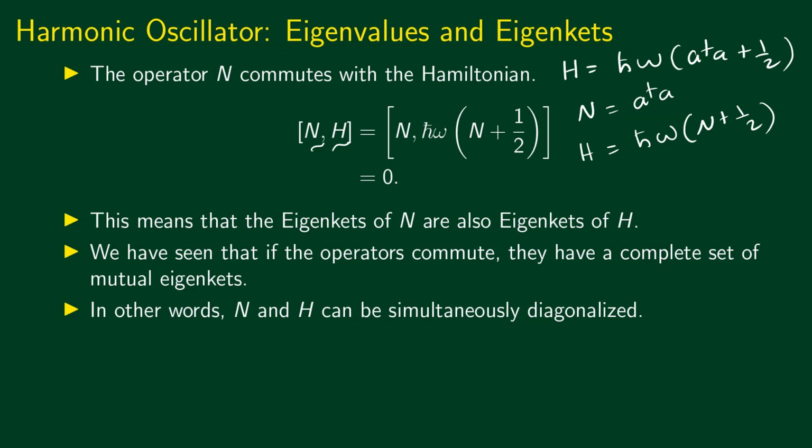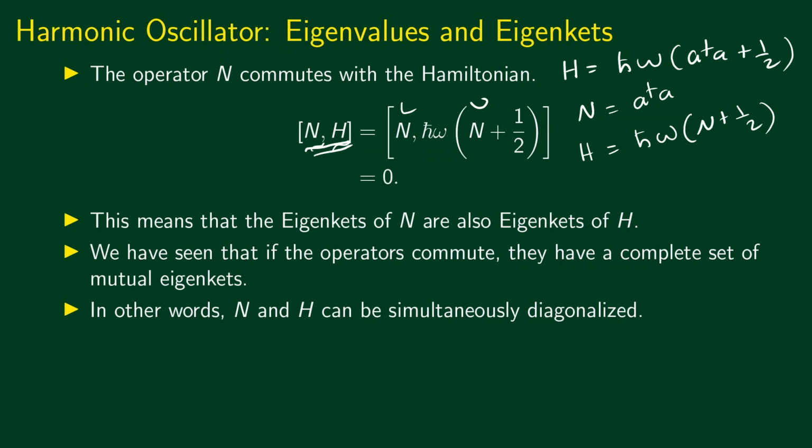We can find the commutator of N with H, which is the commutator of N with h bar omega N plus half. All right. The first term involves the commutator of N with N, which is 0, and the second term involves the commutator of N with a number, which is also 0.